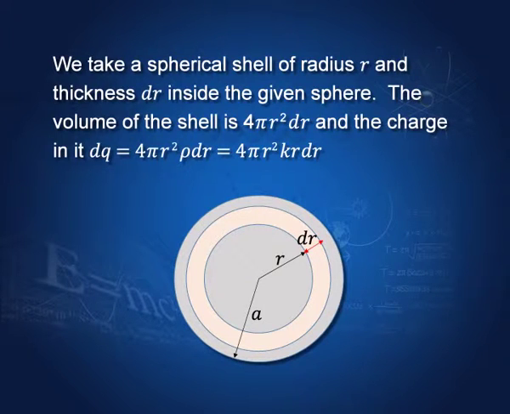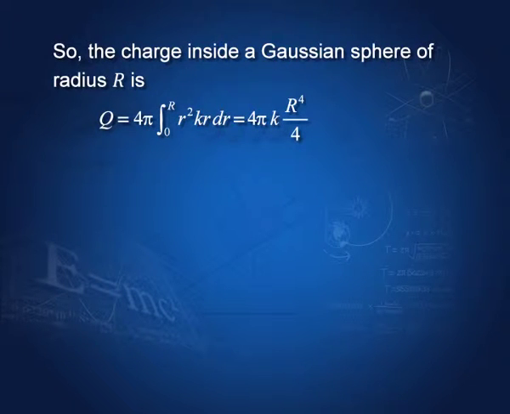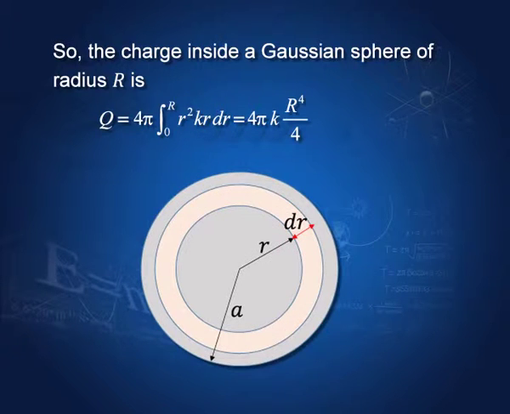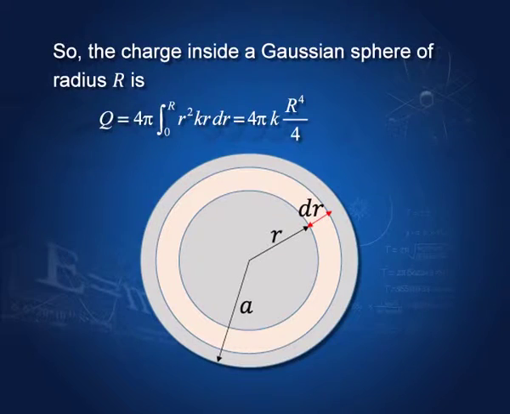So, we take a spherical shell of radius r and thickness dr, and the charge dq inside this shell is 4 pi r squared dr, that is the volume, into the volume charge density, that is rho. And what is rho? Rho is k r, and k is a constant. So, it becomes 4 pi r cube dr into k. We integrate this and we get 4 pi k r 4 by 4. So, any sphere of radius r inside this will have a charge which is 4 pi k into r 4 by 4.